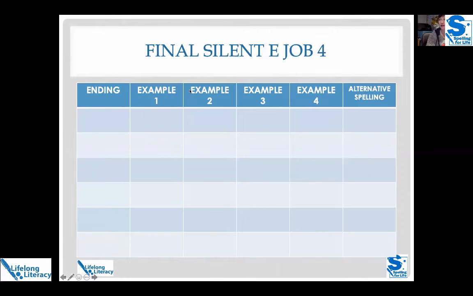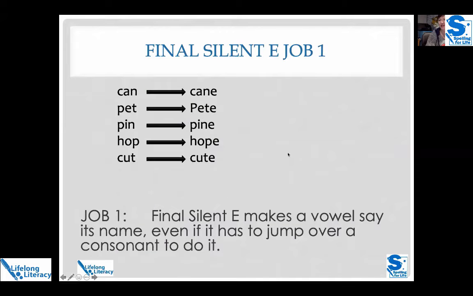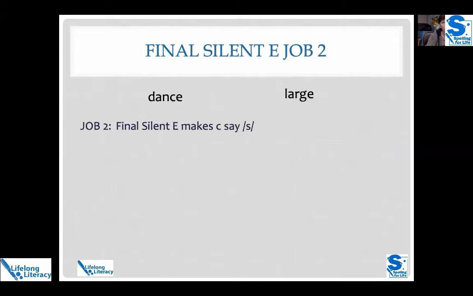So, can you please show the first 3 screens for silent E before the end of the session? Sure thing. I'll share those 3 screens with you right now. Okay. Here they go. So final silent E makes a vowel say its name, even if it has to jump over a consonant to do it. So that's the first and most simple final silent E job that most people are used to. Then we've got job 2, which is making G say J and C say S at the end of words.